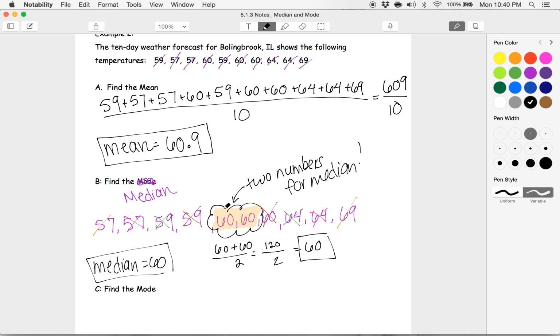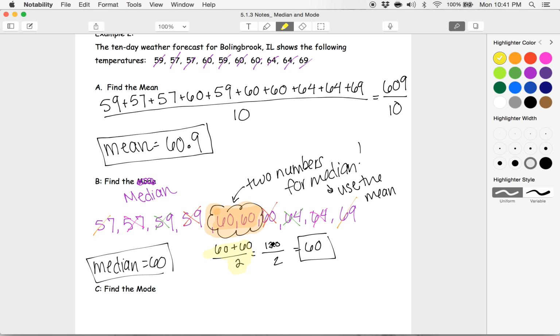So again, let me explain what I just did here because I went through that fast. If you get to the situation when you cross everything out, and when you get to the center, there's actually 2 numbers, you're going to find the mean of those numbers. So 2 numbers for median, use the mean. So I found the mean of just these 2 numbers, of just this little piece that I highlighted here. So yes, I'm finding the mean, but it's just of these 2. So I come down here and do 60 plus 60, because those are my 2 numbers, divided by 2. Why do I do 2? Because there's just 2 numbers. And then I end up with a median of 60.